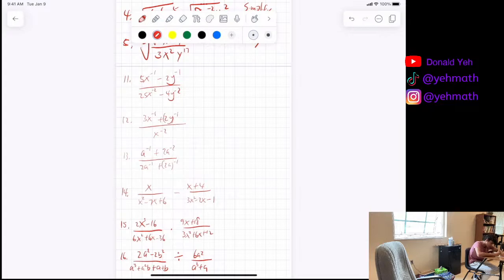If it's 0 over 0, you're right. If it's indeterminate, that means you have to do math. Just saying, so. Math. Okay, math. Okay.